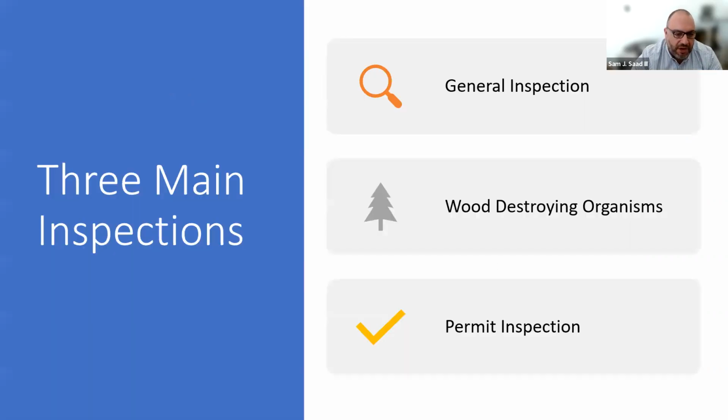Under the FAR contract, there are basically 3 inspections: the general inspection, the wood destroying organism inspection, and the permit inspection. You can add mold and lead inspections by addendum if you add a rider to the contract that FAR provides.